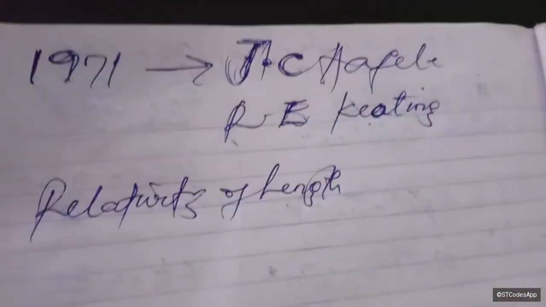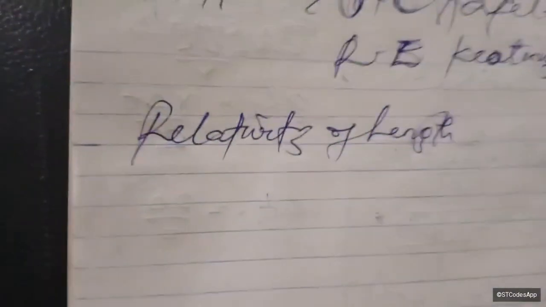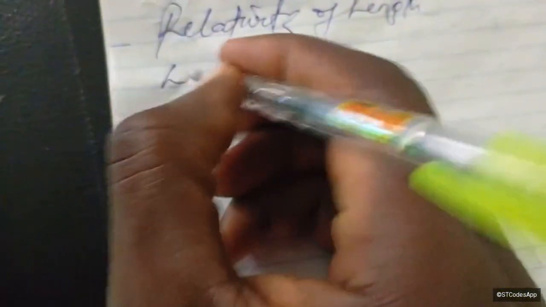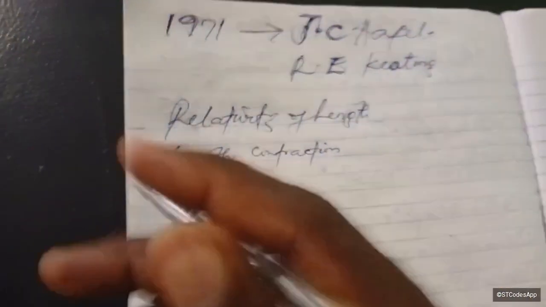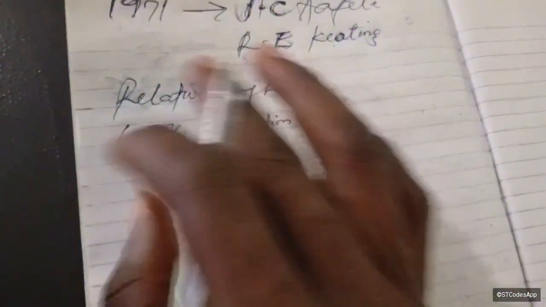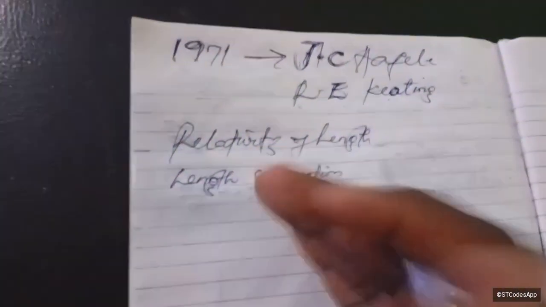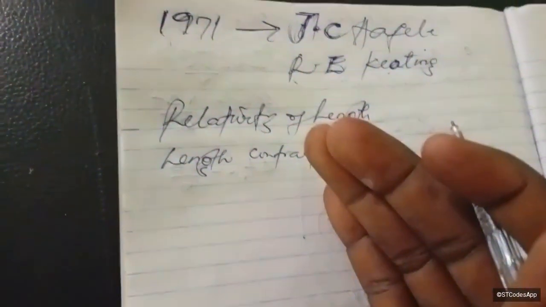Now let's talk about the relativity of length. Relativity of length is also called length contraction. Now, what is length contraction? Generally, when we measure the length of objects, it does not depend on who is measuring it. The length is always constant. The length of an object is not subjective to the person that is measuring it. Okay, that is clear.